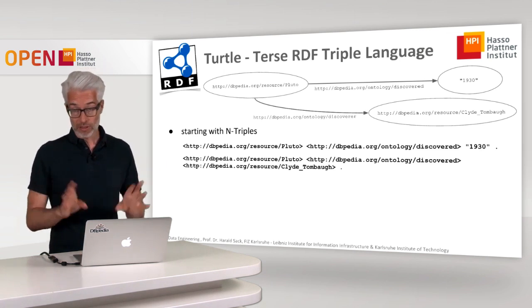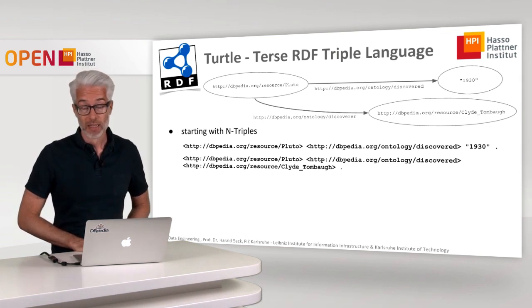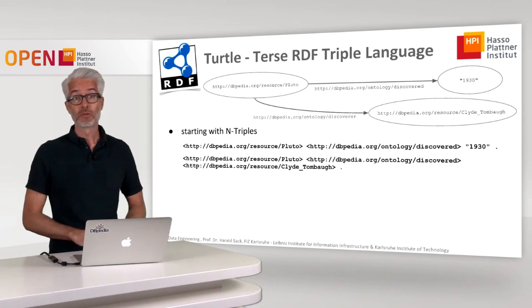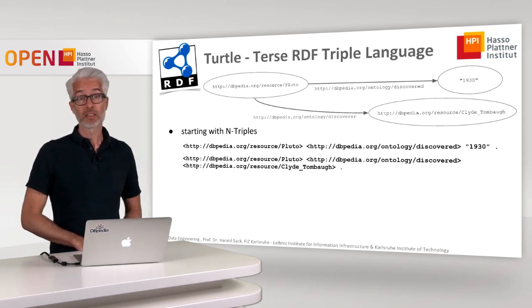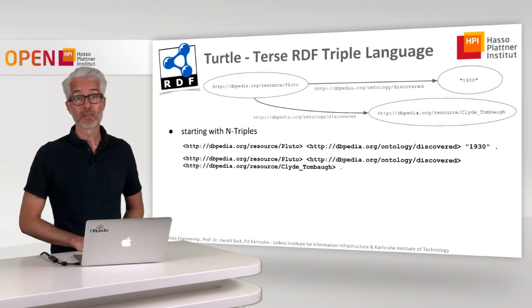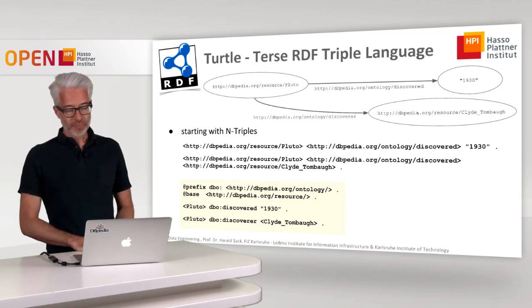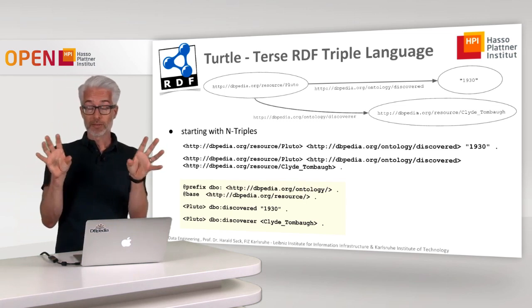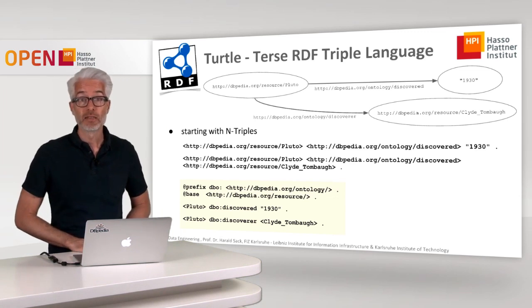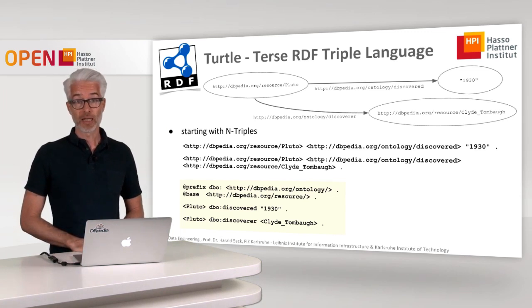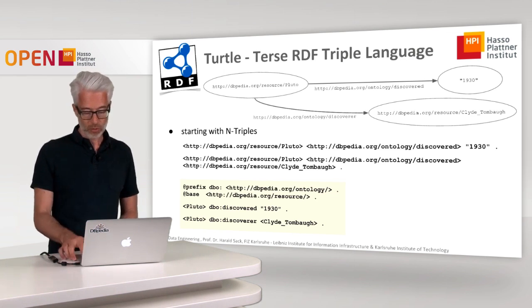So in the upper part of the slide, you see the graph representation of that fact. And in the lower part, you see the N-Triples representation. The N-Triples representation, as we have already told you, is the most simple representation there. So you see, starting with N-Triples, you can directly transform these facts into Turtle, the terse RDF triple language, which is quite simple or quite handy.